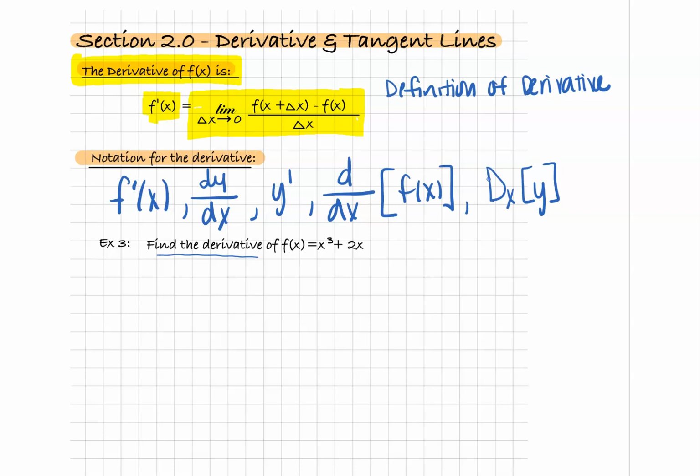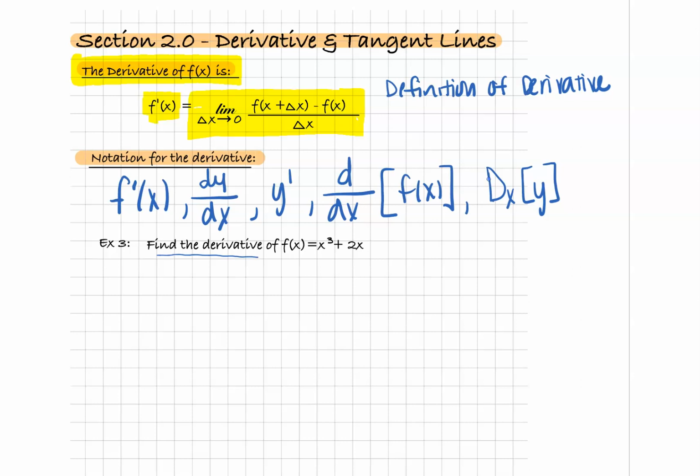So let's work this next example, and you'll notice example 3 compared to example 2. Example 2 wanted us to find the slope at 2 individual points, but in this one, they just want us to find the derivative. So a general form for all slopes of this curve, and this is the cubic curve.